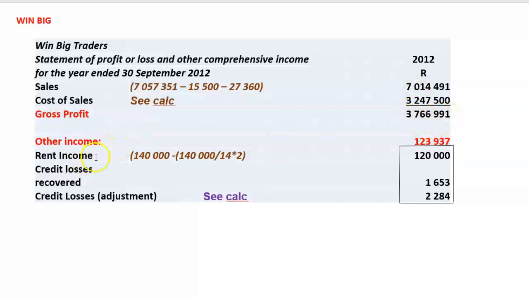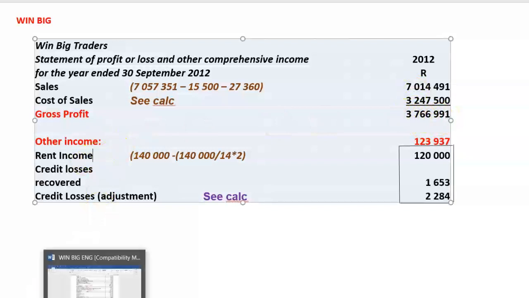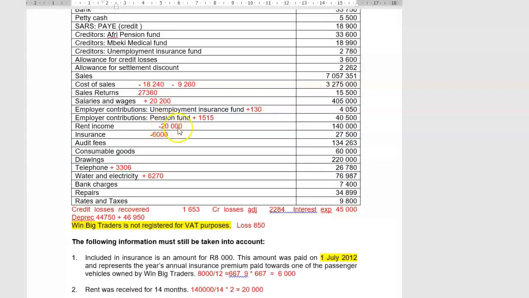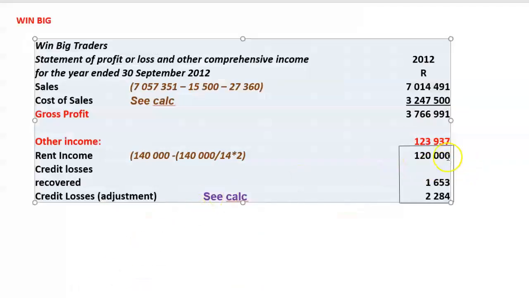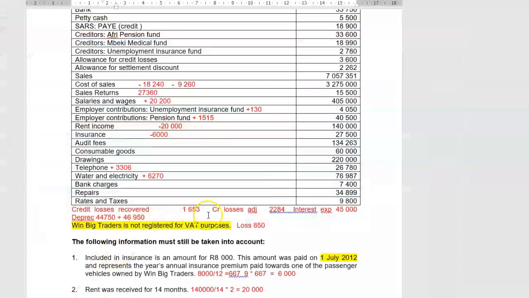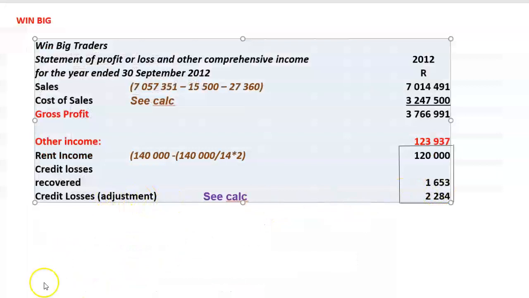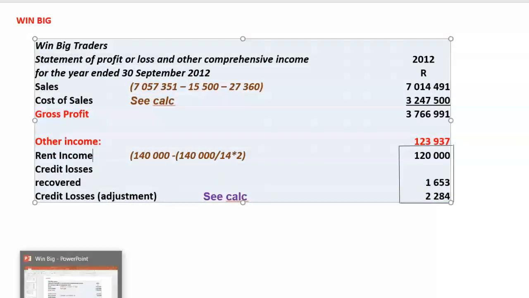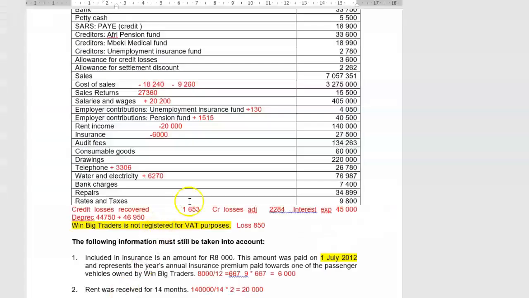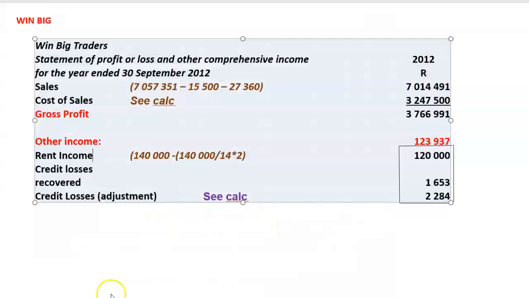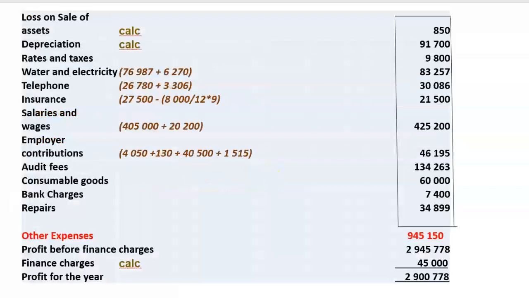Other income, rent income. Remember, there was 20,000 Rand received in advance. So therefore, the net amount there would have been 120,000. Credit losses recovered. That was one of those that we've written in here, the 1653, as well as our credit losses adjustment account against the allowance account, 2284. There we had that one, 2284. So guys, your life is much easier if you work as you go along. You're going to complete whatever the answer is.